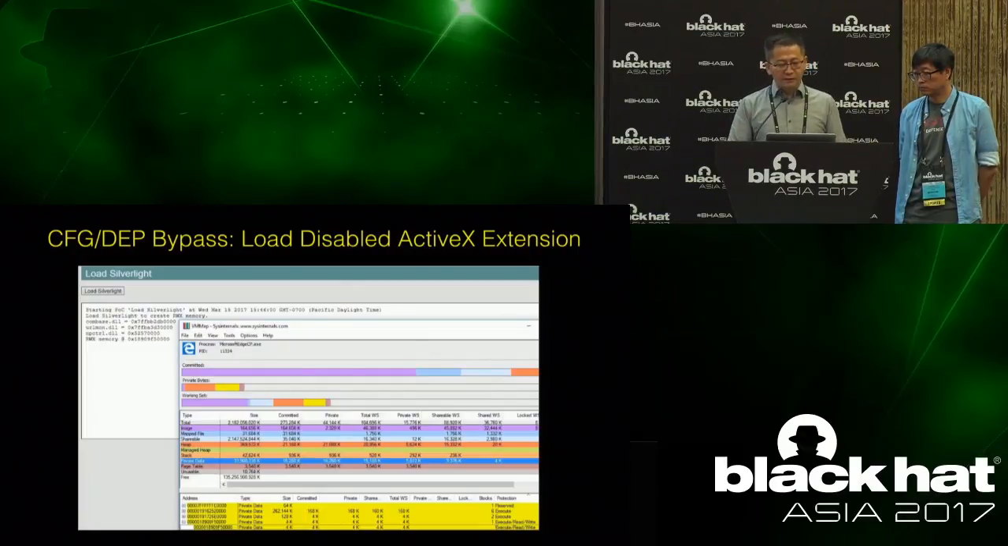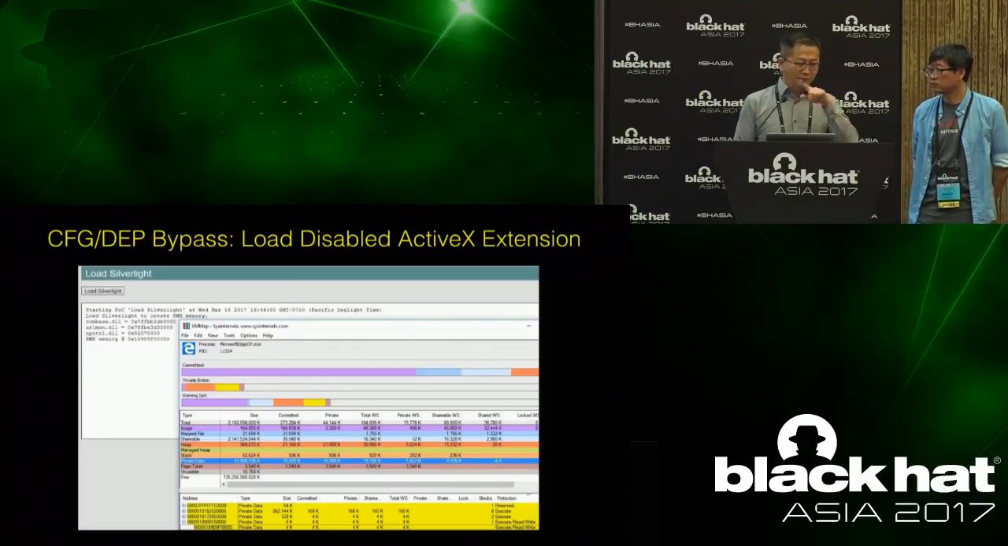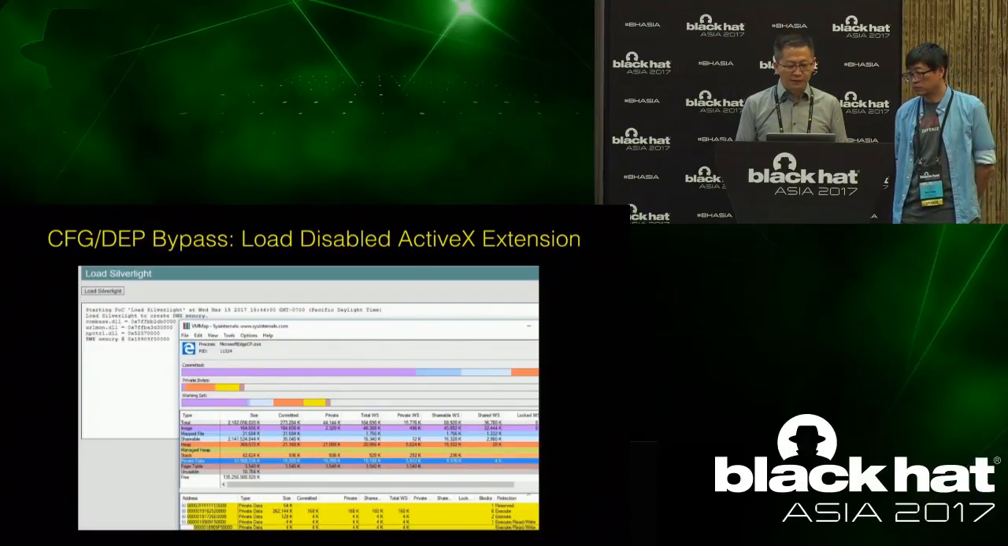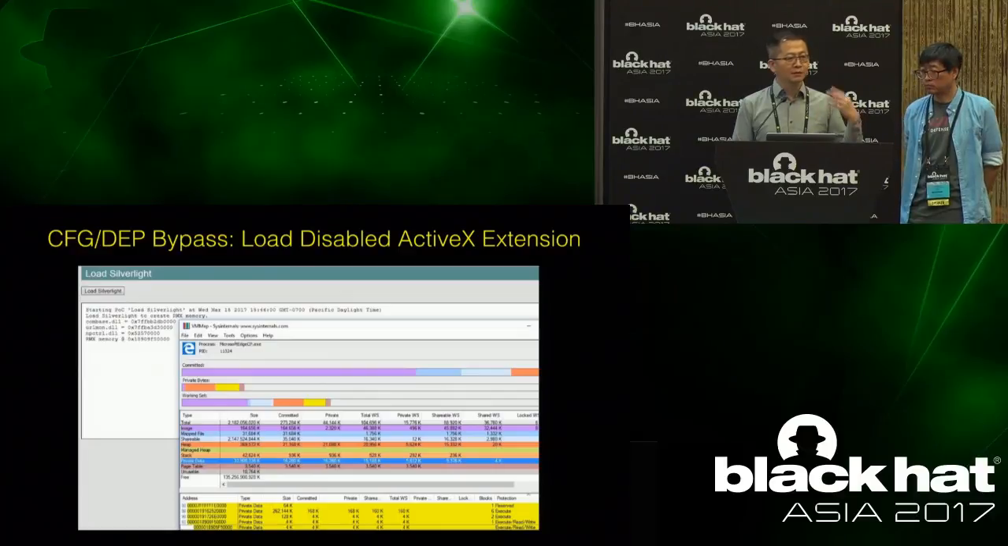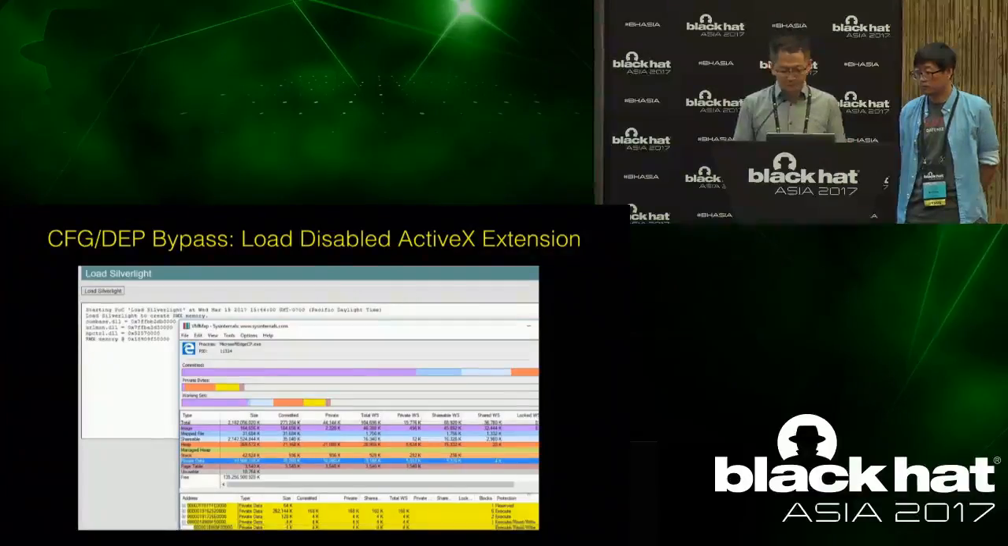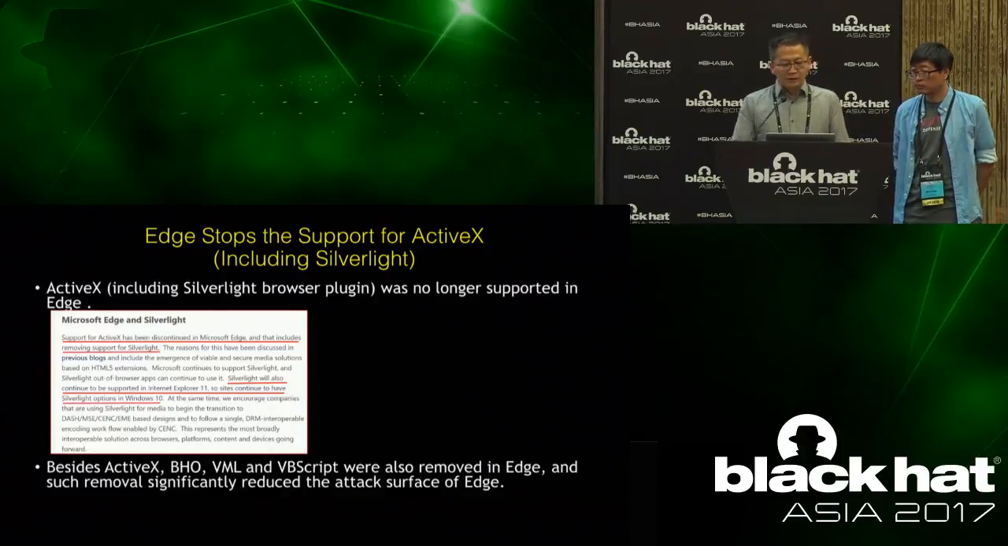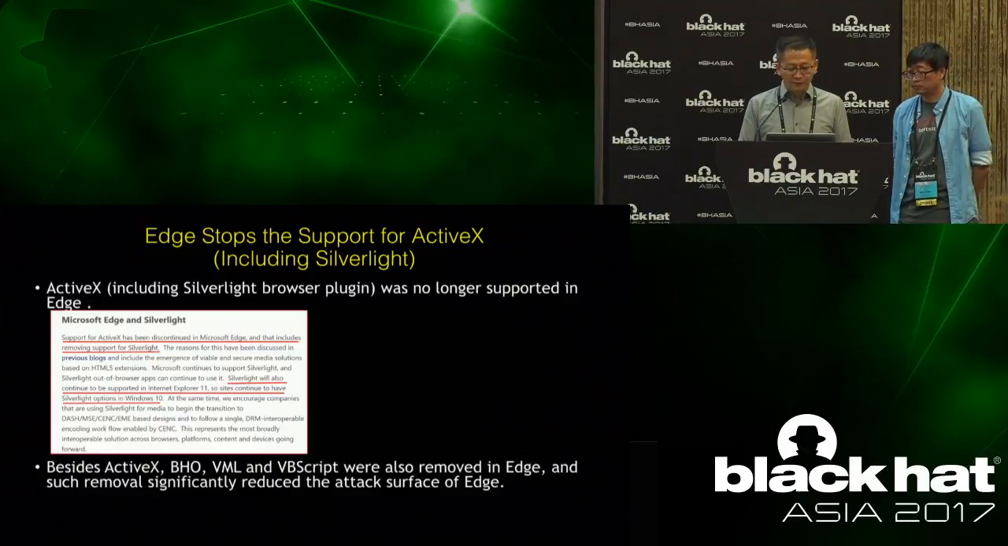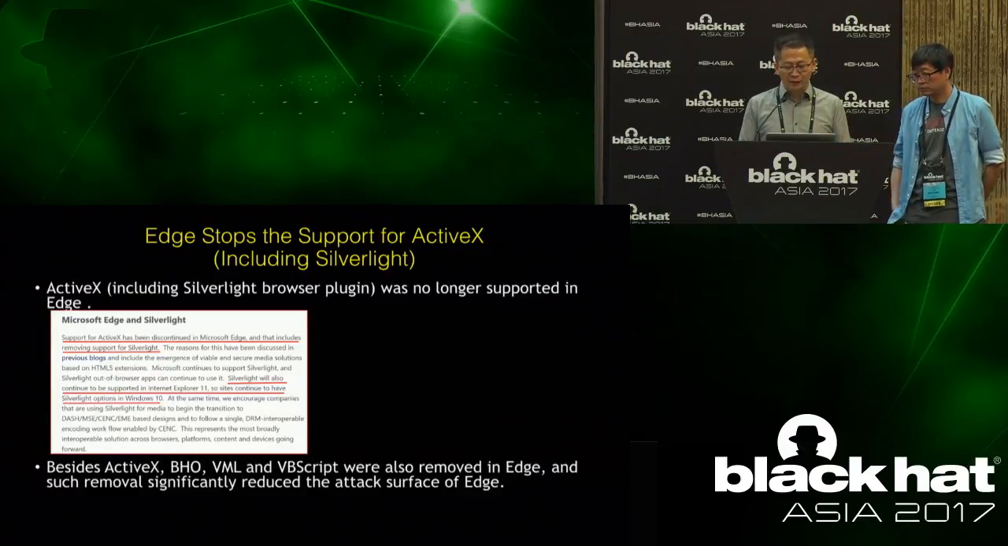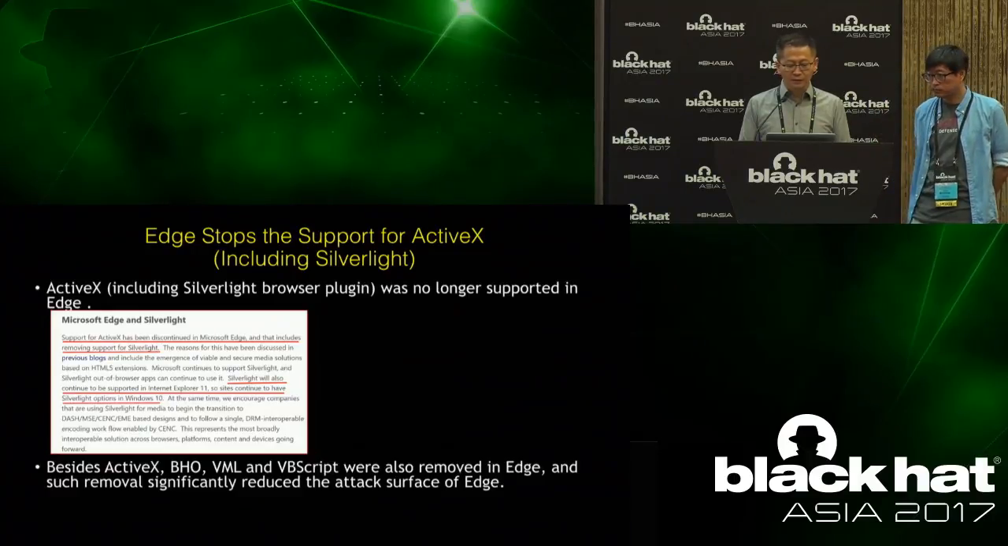One of the good things about Silverlight is that when it's loaded, it will create a piece of memory which has the read, write and execution property. So as long as we can force the load of Silverlight, we will be able to get a piece of memory that we can read, we can write, and we can put our code in to execute. All those addresses will be valid for any of the execution we want. As I said, by default, Edge disabled the ActiveX. And not only that, some other things, say BHO, VML, or VBScript, by default cannot be used either, so Edge itself has a significantly smaller attack surface.